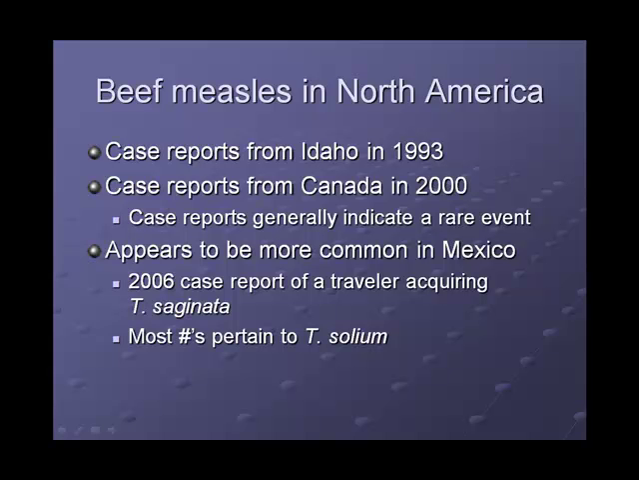Well, there certainly have been documented case reports of beef measles, so infestation of beef and carcasses that end up being condemned. Case reports of large outbreaks occurring in Idaho in 1993 and prior to that in 1989. Also an outbreak that was documented in Canada in 2000. So it is here, and yet we also recognize that case reports generally indicate a rare event.